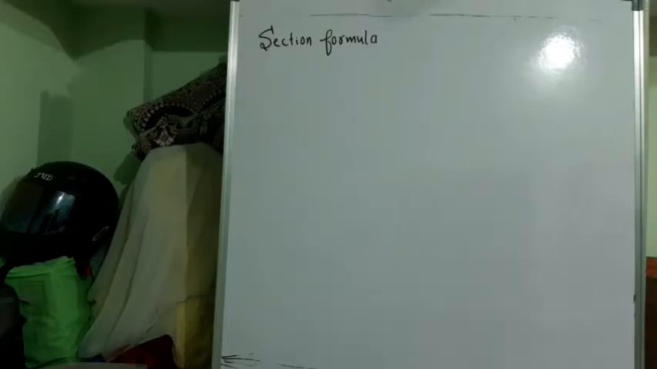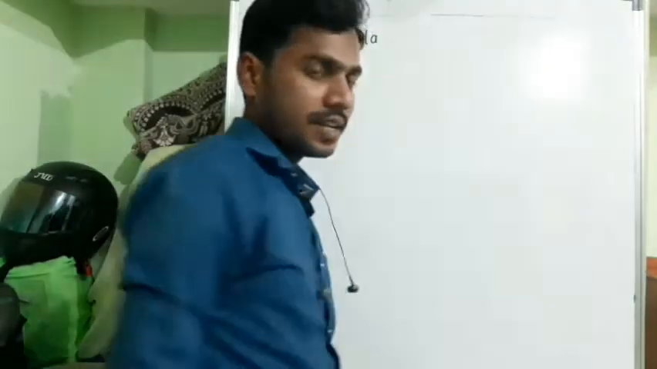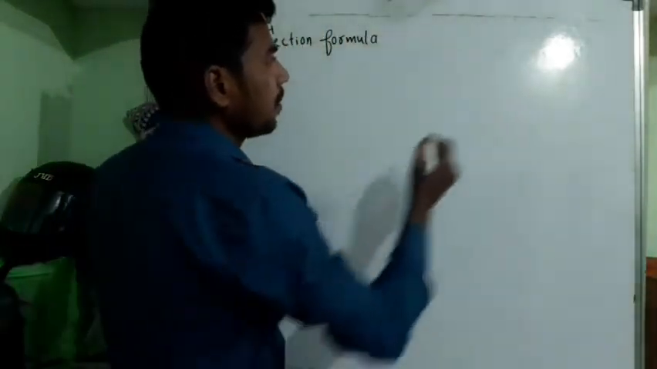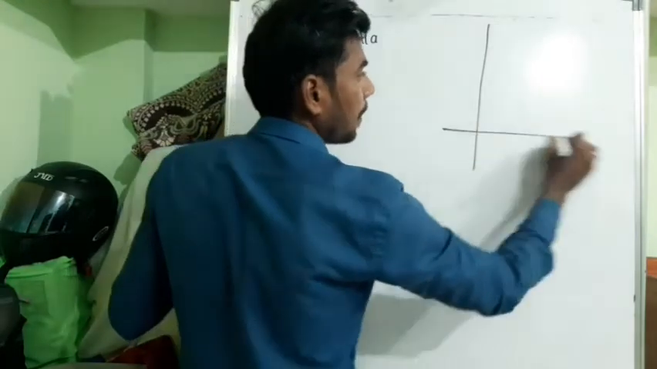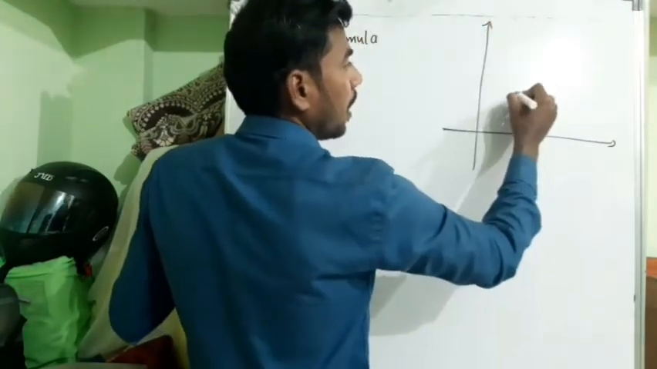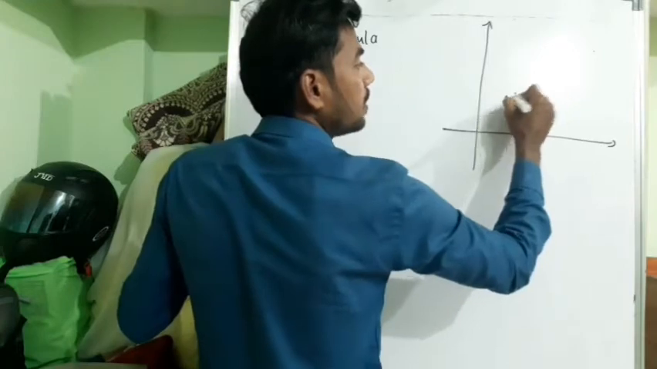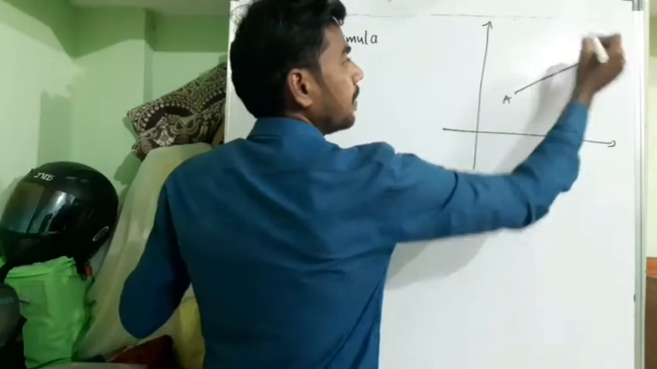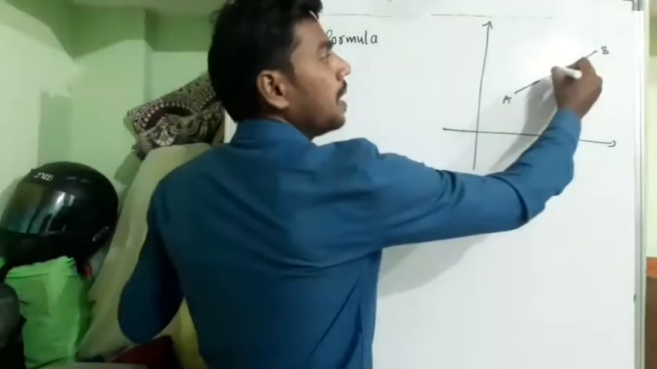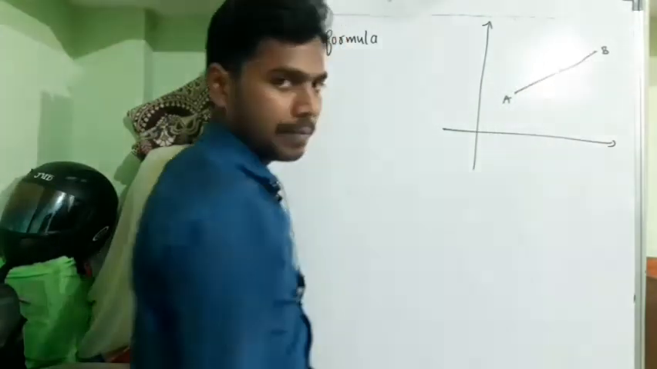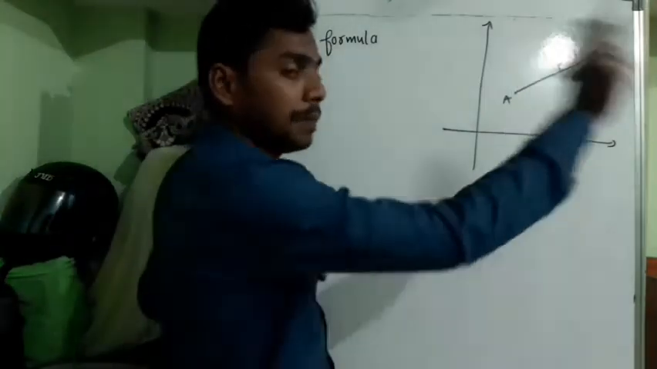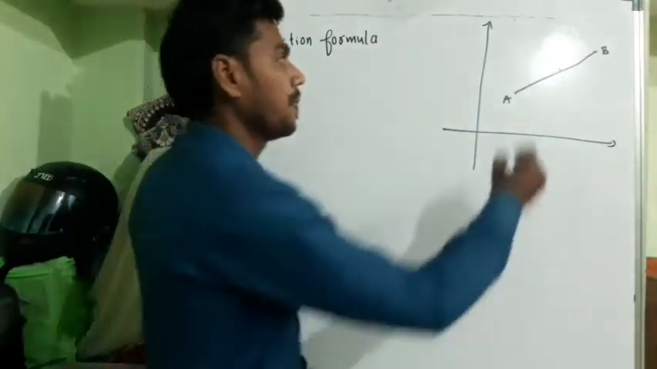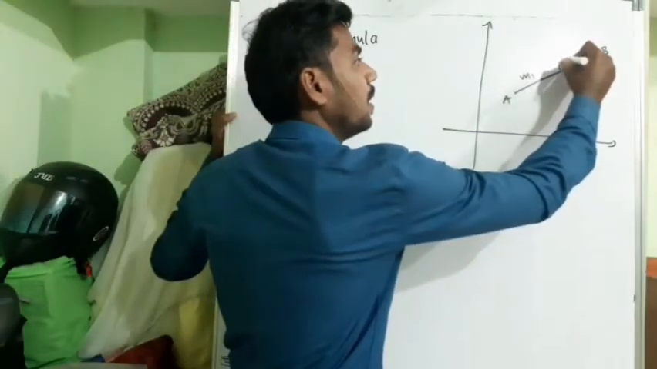Dear students, we will start with the introduction for exercise 7.2. In this, you are going to study the section formula. For that, you need a Cartesian plane wherein A and B are two points. If you join them through a line segment, let P be a point on the line segment AB. Let P divide the line segment AB in the ratio m1 is to m2.